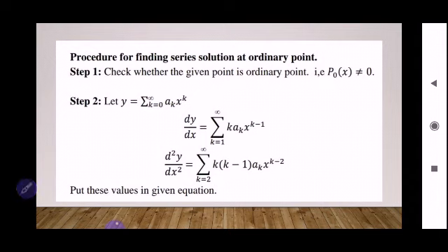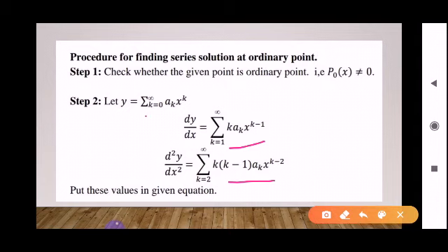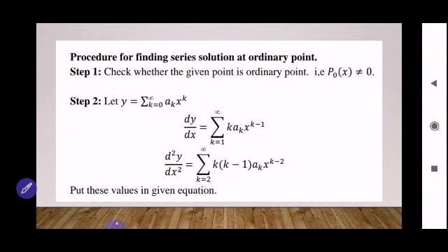Means these are the values that will come: the value of dy by dx, then the value of d2y by dx square, and the value of y. When we put them in the given differential equation, that is p0 of x into d2y by dx square plus p1 of x into dy by dx plus p2 of x into y equal to 0, then expand the series, and after expanding the series, follow the next step.